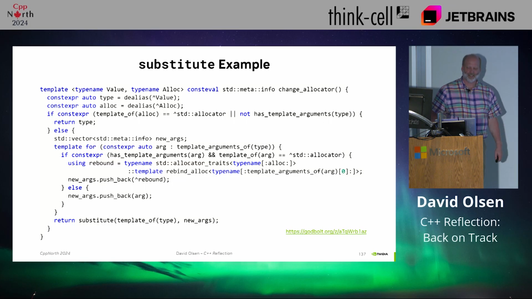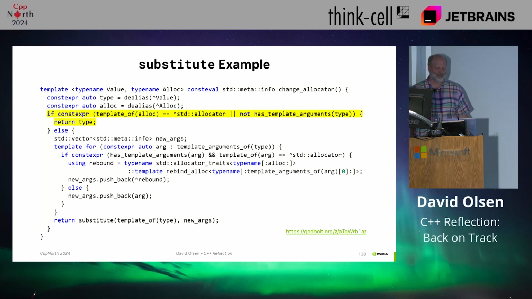This is how we can change the allocator of an allocator-aware type. If the given allocator is the default system allocator, or if the value type doesn't have any template arguments, then there's nothing to do and we bail out early.